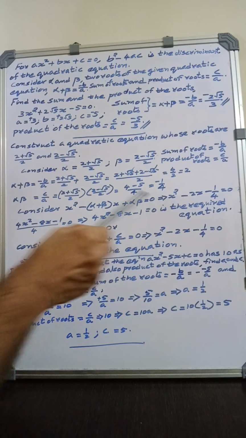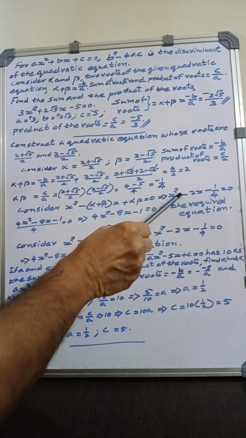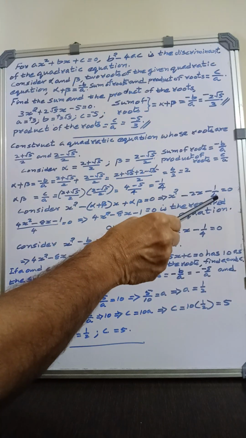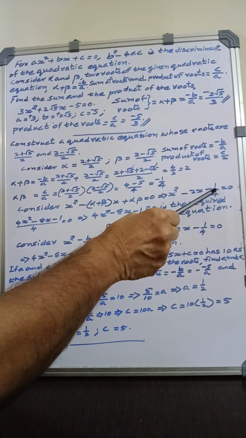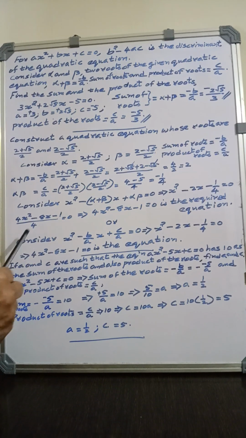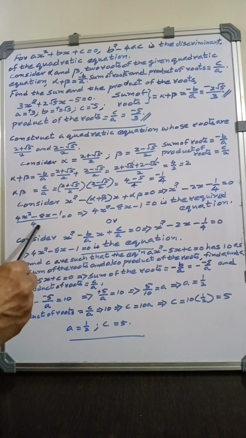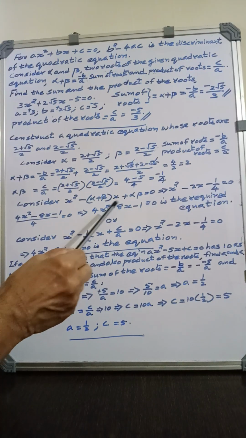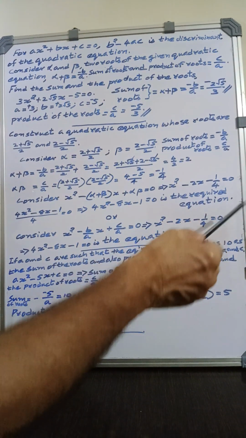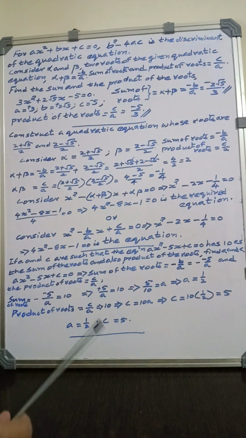4 into x squared, 4x squared. 4 into minus 2x gives minus 8x. Minus 1, why? Because here there is already 4 as the denominator. The whole by 4 equals 0. And cross multiplying, 4 into 0, 0. 4x squared minus 8x minus 1 equals 0 is the required quadratic equation.